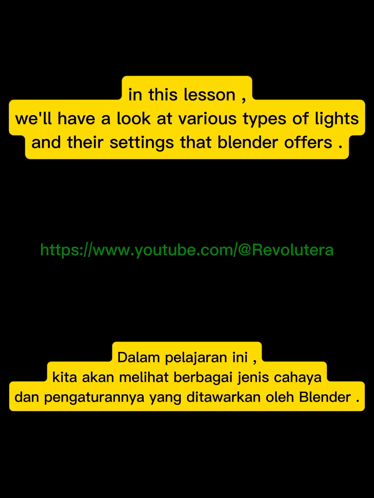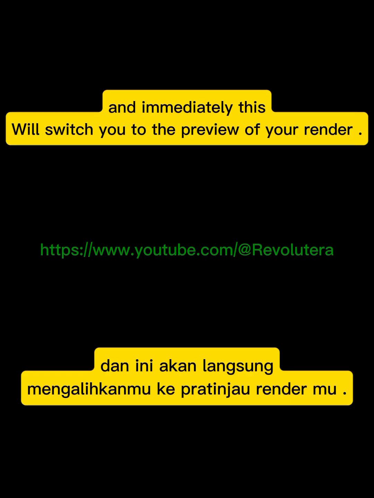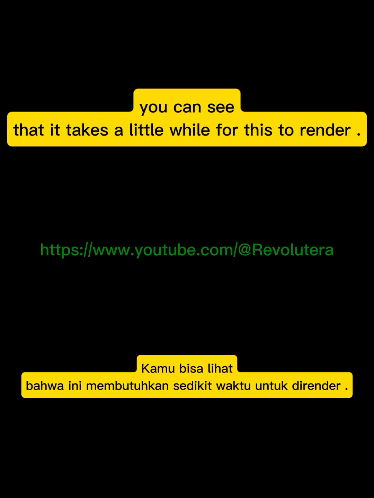In this lesson, we'll have a look at various types of lights and their settings that Blender offers. We will switch to a render preview mode of our scene, so that we do not see everything in this shaded mode. And immediately this will switch you to the preview of your render. You can see that it takes a little while for this to render.